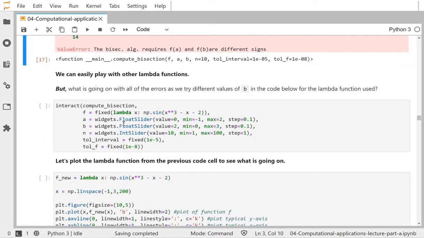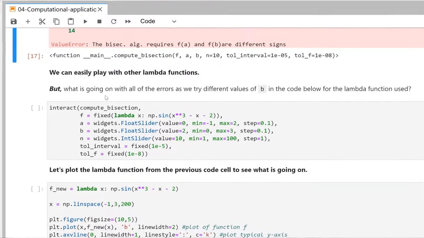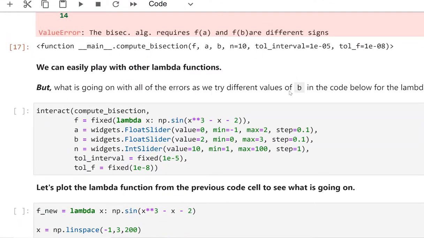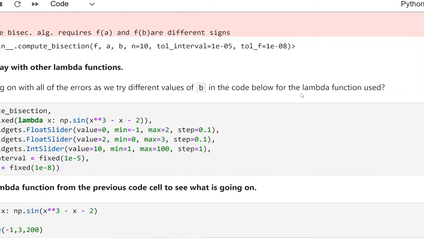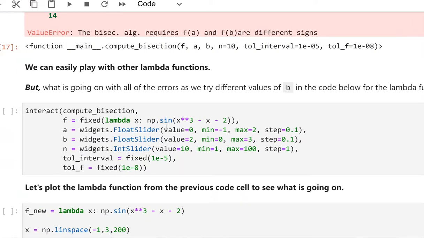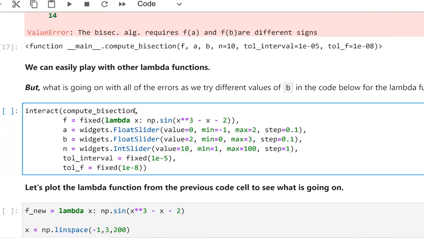So we can also play with other simple lambda functions. But I'm going to ask what is going on with all of the errors as we try different values of B in the code below for the lambda function. So here I'm going to interact. The only thing I'm really changing initially is the function f. And notice this is the variable name in this function. I'm not actually creating a new function f that is equal to this lambda function. I am fixing this lambda function as the parameter f in this user-defined function compute bisection.